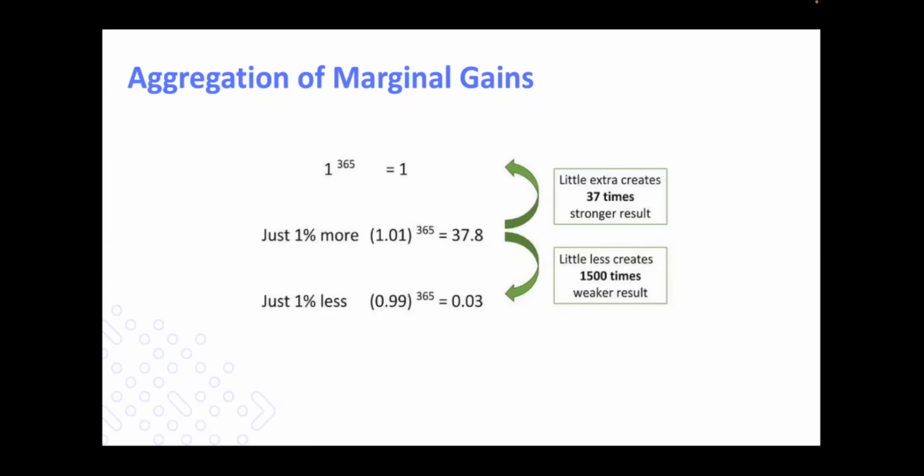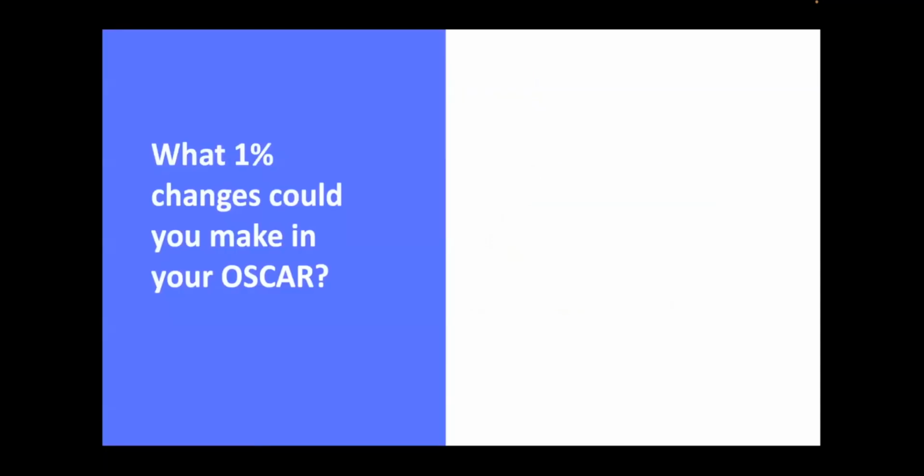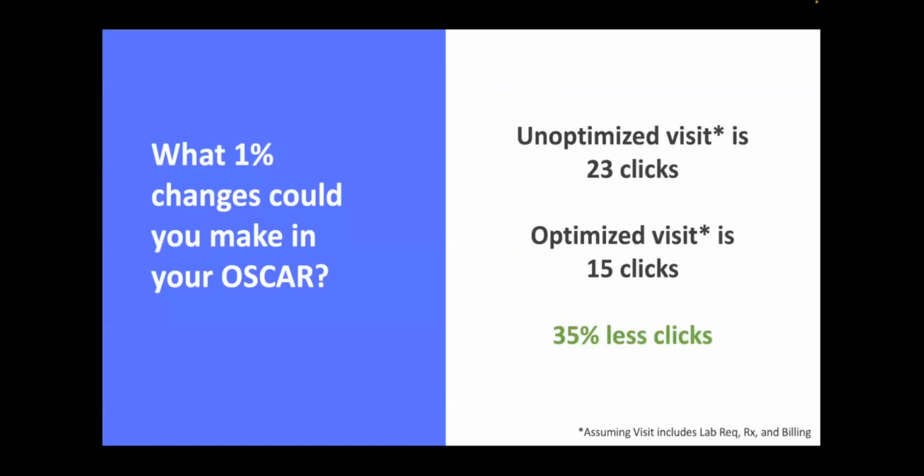How does that carry forward into Oscar? So I ask you, what 1% changes could you make in your Oscar to get the best efficiency gains? When I looked through my Oscar at an unoptimized visit, accounting for things like lab requisition generation, prescribing, and billing, an unoptimized visit was 23 to 25 clicks. When I optimized it, it was 15 clicks. So per patient, I was spending 35% fewer clicks. Ultimately, if you're seeing 30 to 40 patients, this certainly adds up in your time.